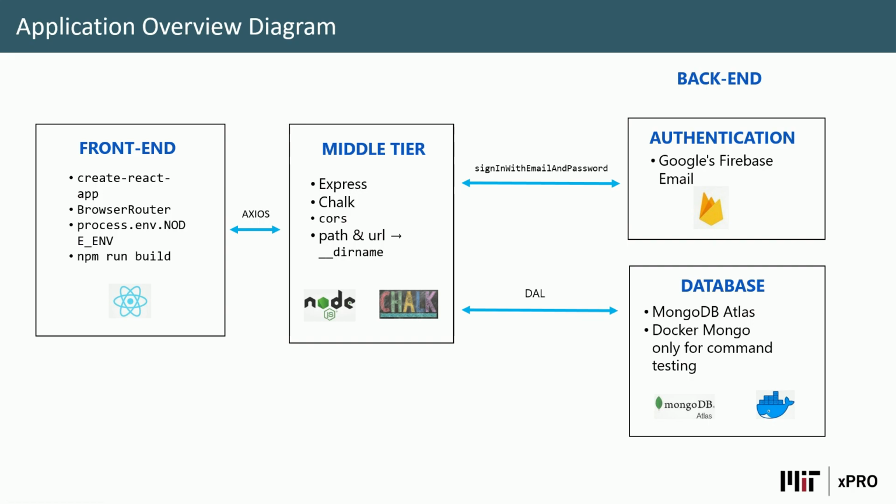It has CORS to allow cross-origin requests, path and URL to get the directory name, which I found necessary for the app to function properly when deployed and when the user clicks refresh. I used Chalk to highlight console logs because it looks nice. And at the back end, I used Firebase email and password authentication, and for the database, MongoDB Atlas using a DAL.